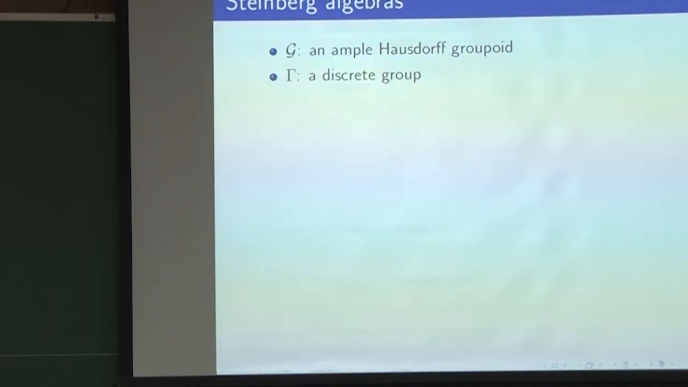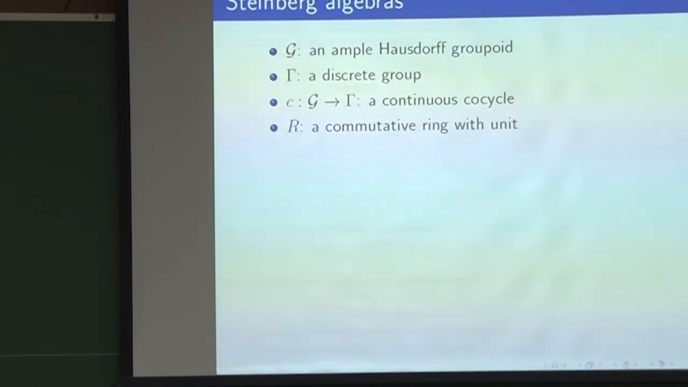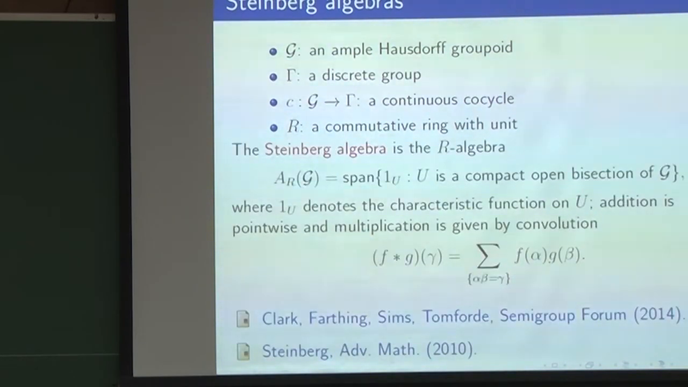Gamma denotes a discrete group, and c is a continuous cocycle. R is a commutative ring with unit. The Steinberg algebra is the R-span of the characteristic functions on U, where U is a compact open bisection in D. This algebra was introduced in these two papers. We already learned this yesterday.